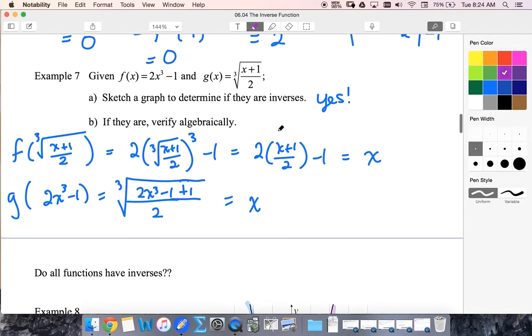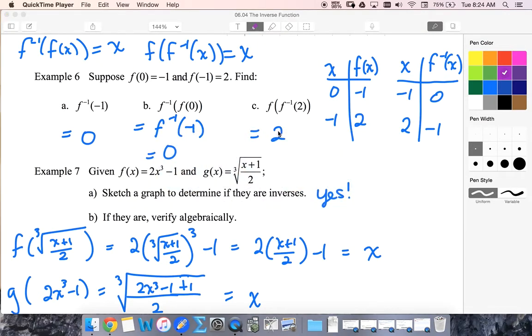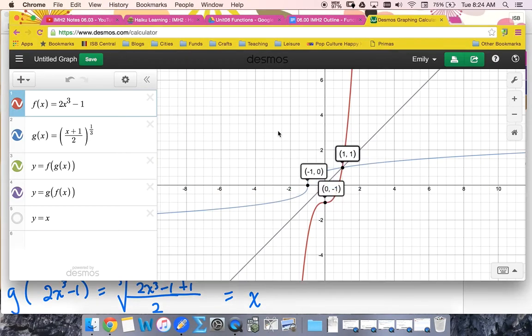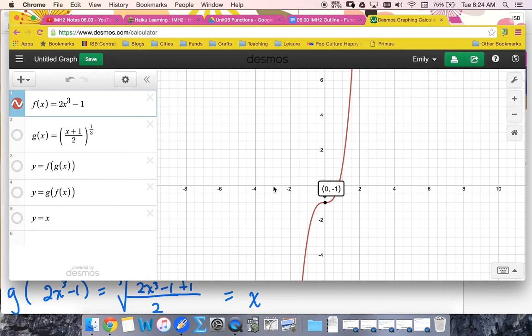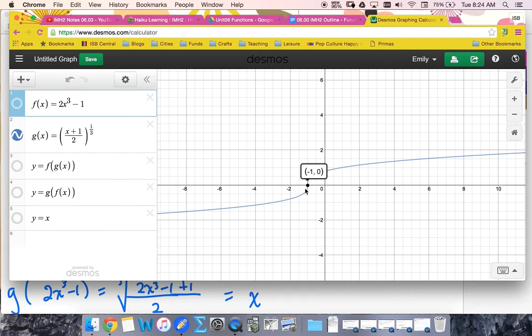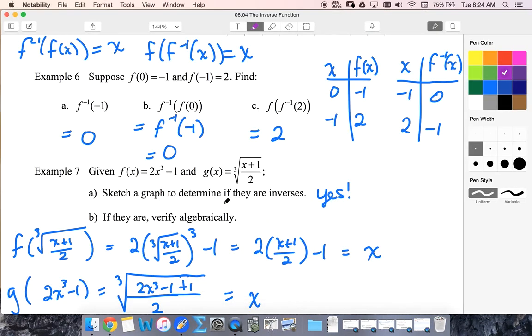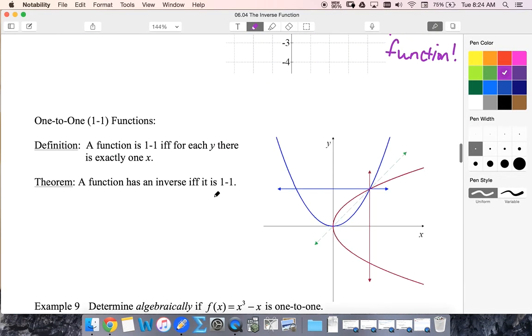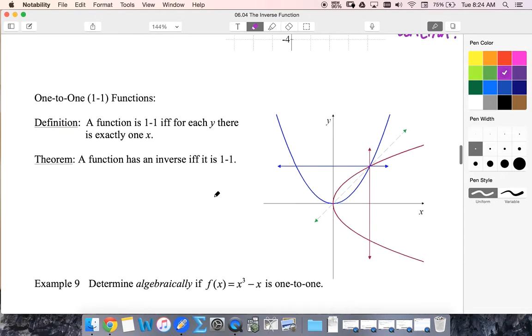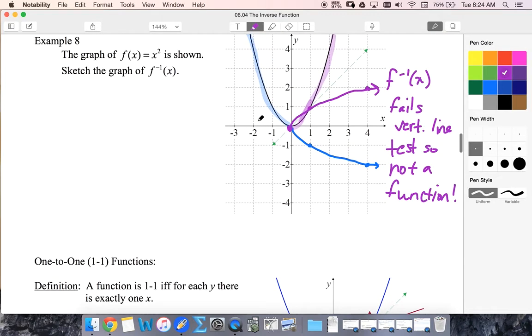But if I looked at some of my other graphs that did have inverses, so for example, let's look only at f of x. Now for every y, there's only one x value. Same thing for g of x. For every y, there's only one x value. So these functions are one-to-one. So if a function is one-to-one, it will have an inverse.